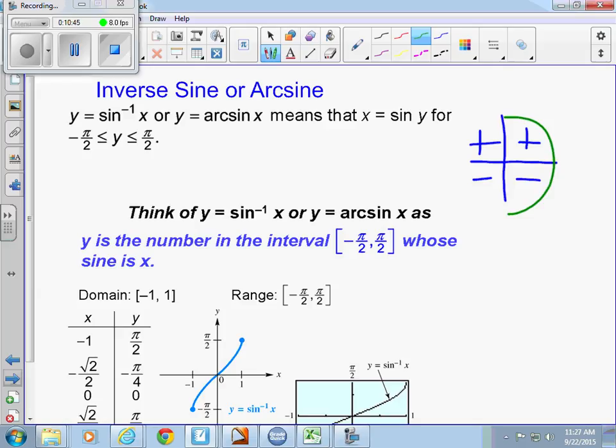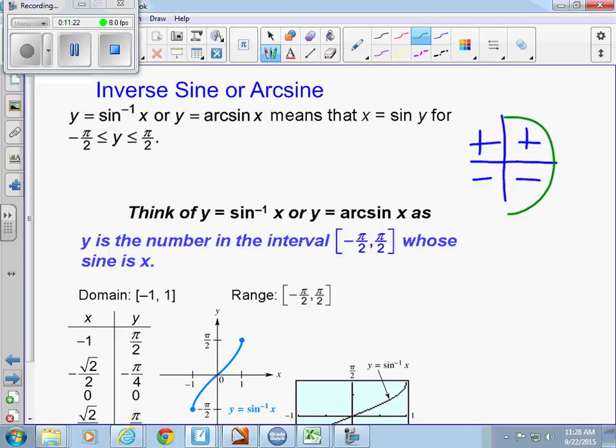So try it. Do sine inverse of a half. If you want, put your calculator in degrees so you can tell what the calculator is giving you, because it does give you the decimal equivalent to pi over 6. So if you do sine inverse of a half, do you get 30 degrees or pi over 6? Do sine inverse of negative 1/2. And what do you get?